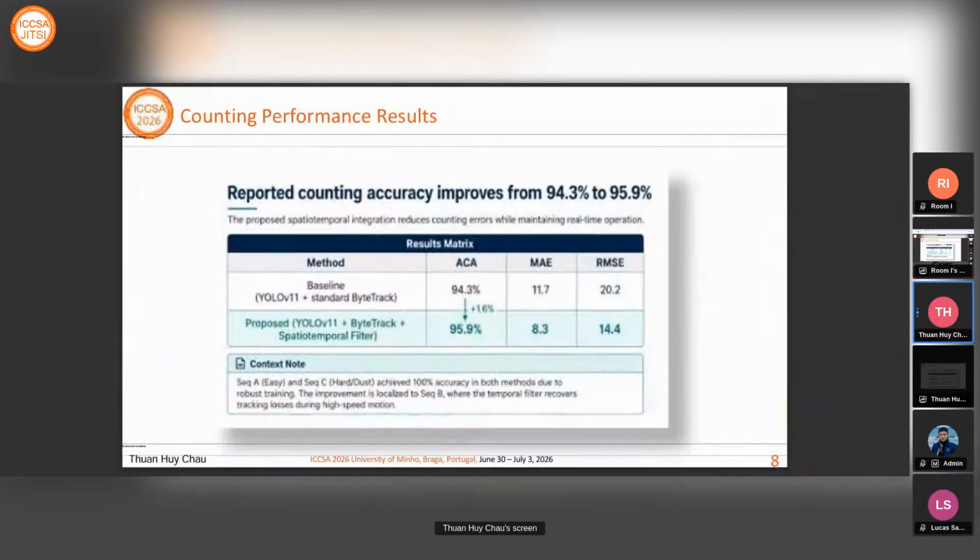The proposed method improved the average counting accuracy from 94.3% to 95.9%. In addition, MAE decreased from 11.7 to 8.3, and RMSE decreased from 20.2 to 40.4. This means that the system does not only improve the average count but also reduces larger counting errors. However, the improvement is not uniform across all sequences. Sequence A and sequence C already reach 100% with the proposed method, while the main gain comes from sequence B, where the temporal logic recovered tracking losses during high speed motion.